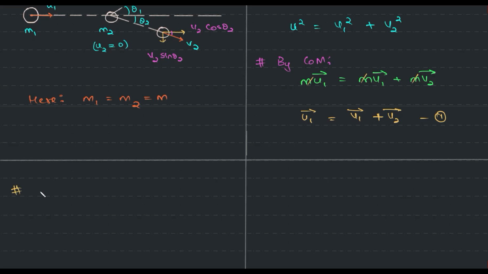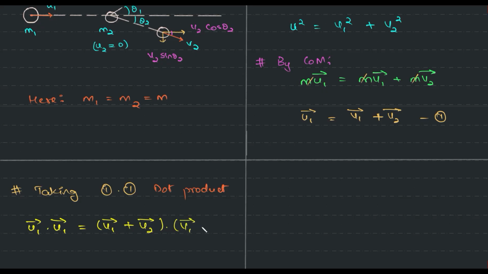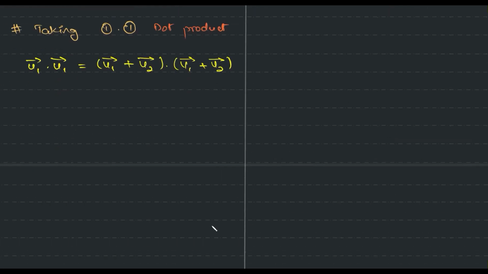Let's look at it. So taking the dot product of equation 1 with itself. So this is dot product. You have u1 dotted with u1. Actually, we'll get squares and so on, but let me just finish this. Okay, so what is u1 dot u1? Yes, u1 square.